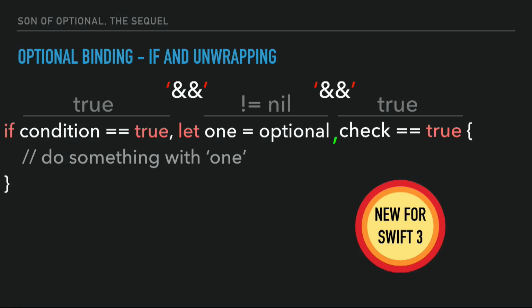So again, the idea is that it's checking as it goes along. If one is good, it'll go to the second one. If the second one's good, it goes to the third. If the first one was bad, forget it. If the second one was bad, forget it. Everything has to work out, whether it's an optional that has a value or a condition that is true, and all that.